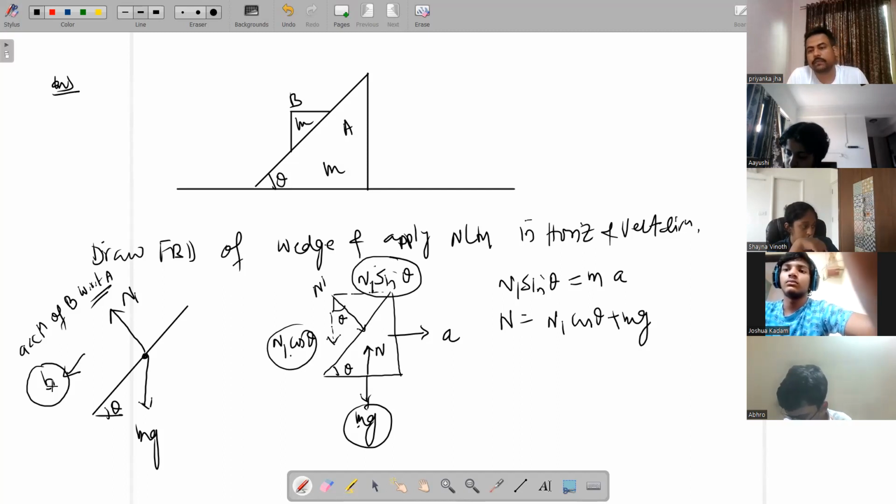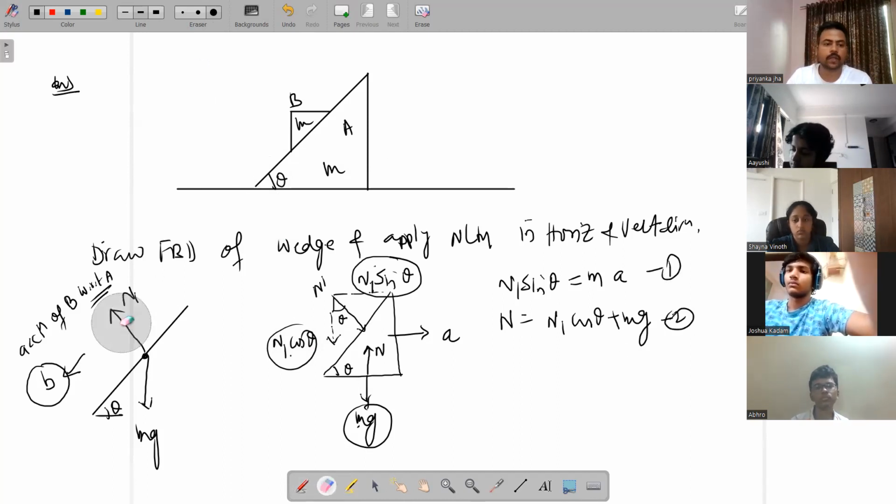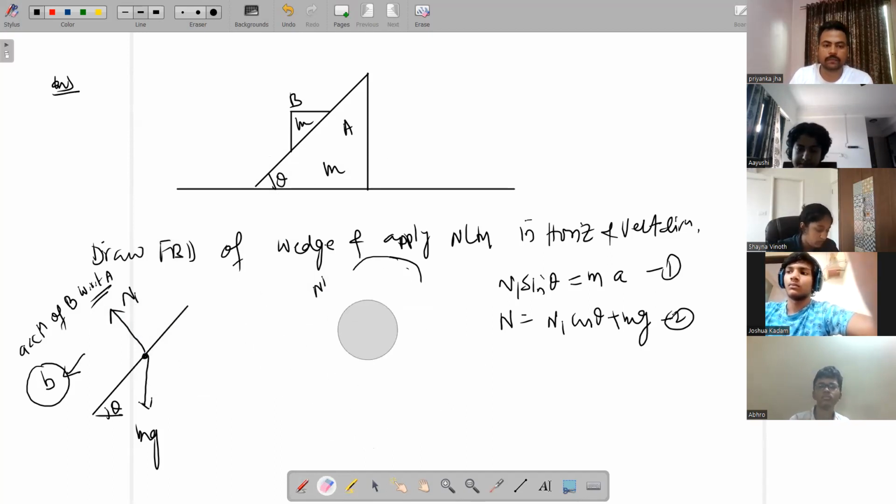Noted till here? Now, next point would be, see, we'll just name these equations. First equation, second equation. Now, which part is done? Okay, fine.